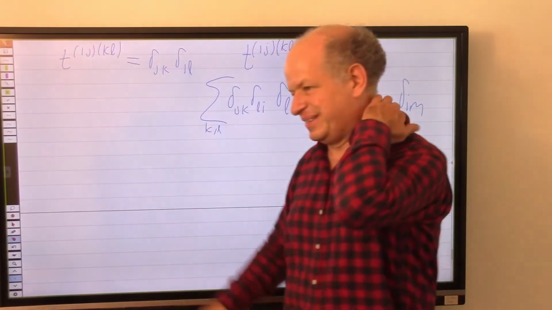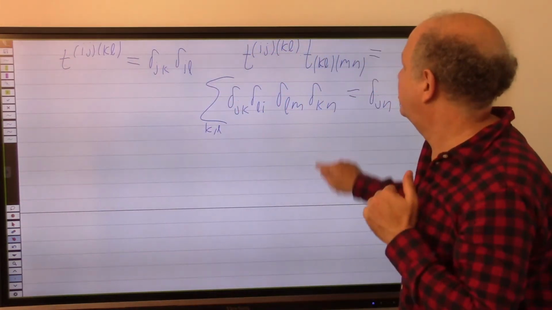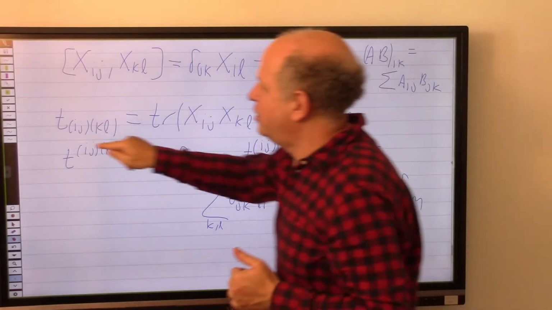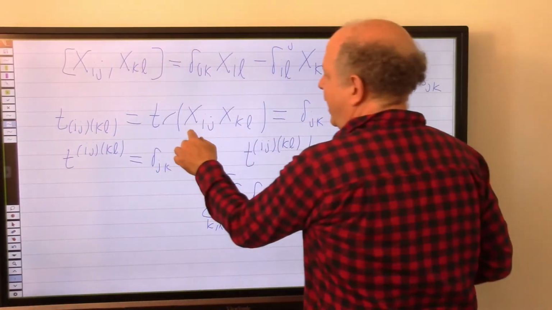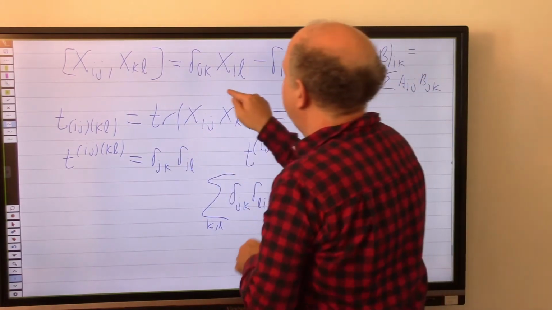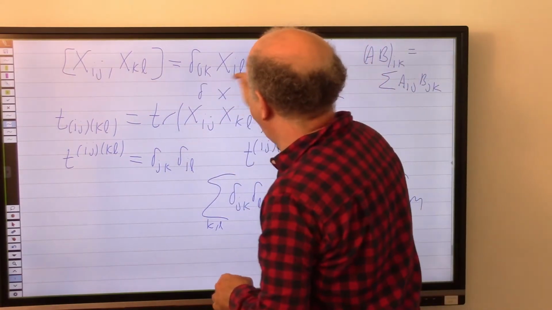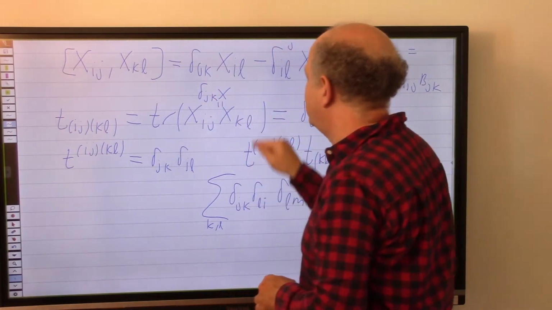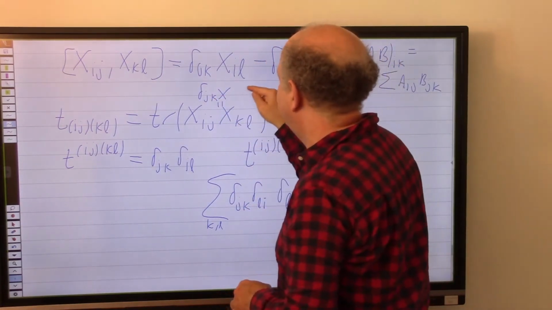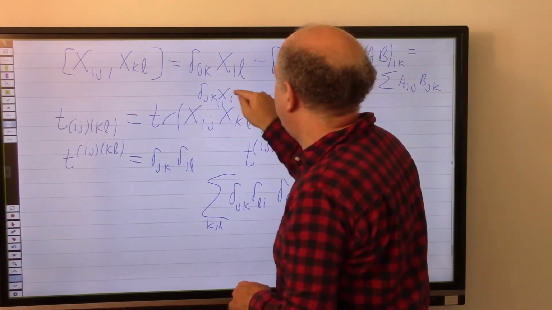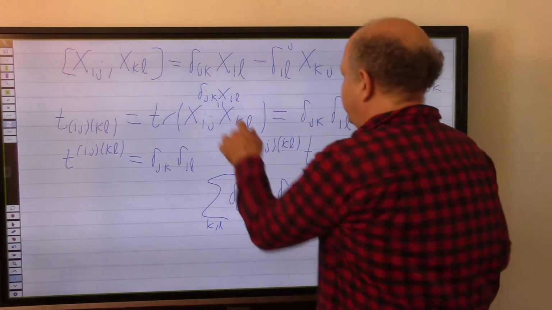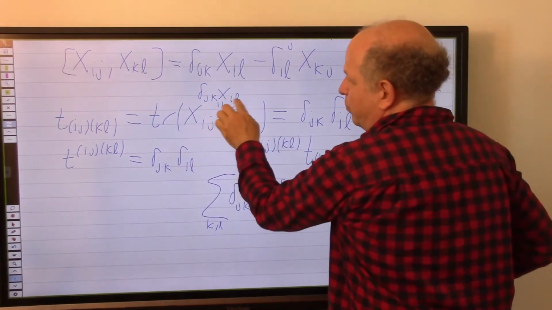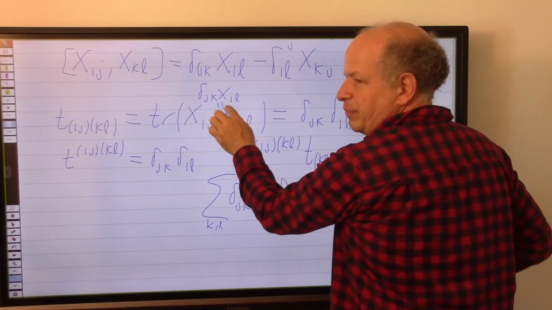Could you explain that trace again? The trace. So, okay, this is really equal to, so x_ij x_kl is really equal to delta_jk. So this is equal to delta_jk x_il. The delta_jk comes out of the trace, and I need to compute the trace of x_il.